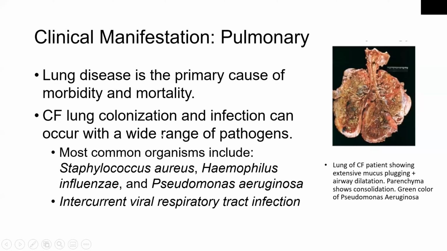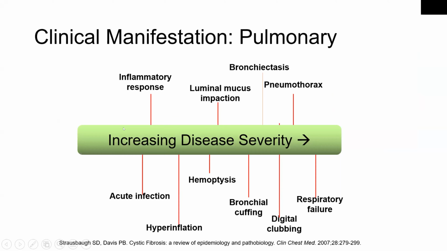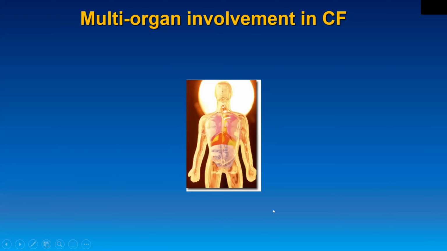Colonization and infection is one of the major problems, and a lot of organisms are implicated. These are the most important. And this is how pulmonary involvement progresses: it starts with infection, and then an inflammatory response occurs. There is airway obstruction and hyperinflation and mucus impaction, bronchial wall damage and bronchiectasis. Hemoptysis may also occur, ending in respiratory failure, along with pneumothorax and digital clubbing.